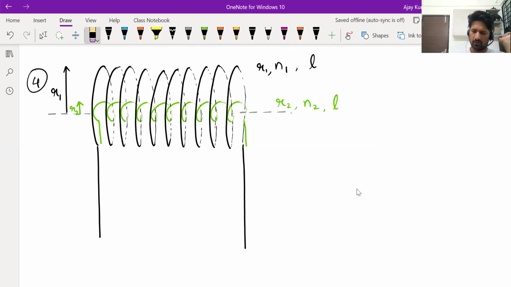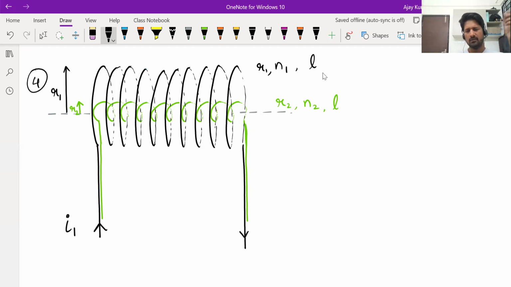So as usual, what we are going to do is assume current in one of them and find out flux in the other one and divide. Rishi, tell me, in which solenoid shall we assume the current? Outer one, the black one, or the inner one, green? But the outer one only. Okay, let us do it like that. Let's assume the outer coil carries a current I1.